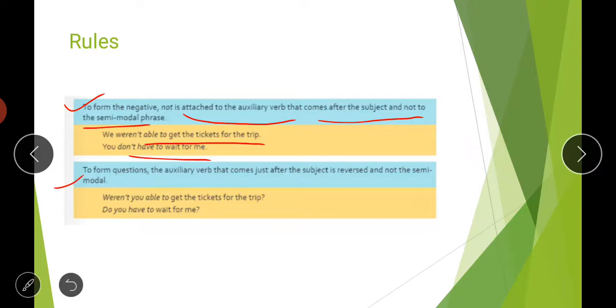Then to form questions, the auxiliary verb that comes just after the subject is reversed, and not the semi-modal. Again, if you want to make a question, we do not do anything with the semi-modal. We will just put the other helping verb at the starting. For example, were you able to get the tickets for the trip? Do you have to wait for me? So not like that, you will put the able to at the starting or have to at the starting. No, you will write the semi-modals in the sentence, and you will simply write your helping verbs at the starting to make the interrogative or the questions. So I hope all these rules are clear to you.